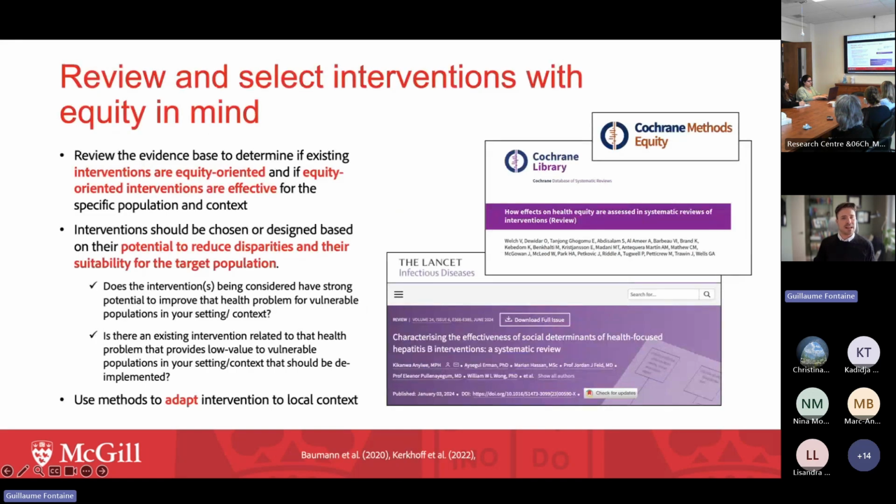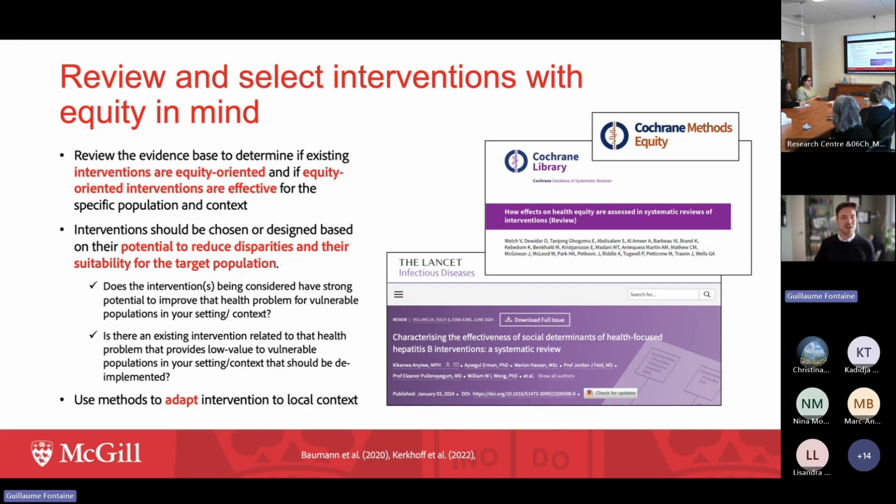In terms of reviewing and selecting interventions with equity in mind, if we have a good understanding of the problem, of the evidence, of the performance and outcome gaps, then we can look at the evidence that's out there regarding equity promoting interventions. So I like to give this example. Colleagues of mine published a review quite recently in the Lancet Infectious Diseases on the effectiveness of interventions that are focused on social determinants of health for improving hepatitis B care. So that's a really good example of the type of evidence synthesis that we need more of.